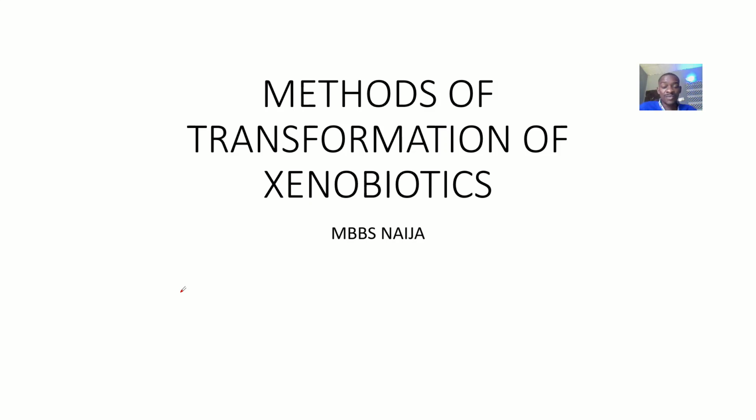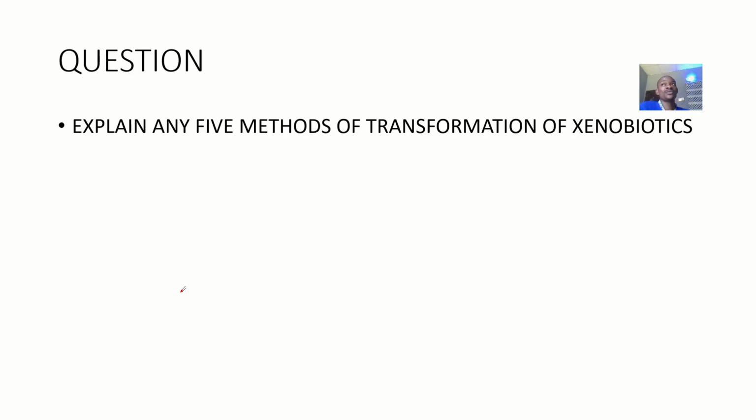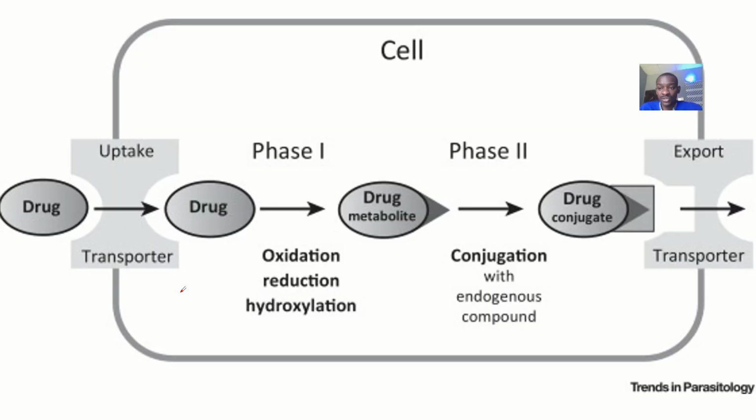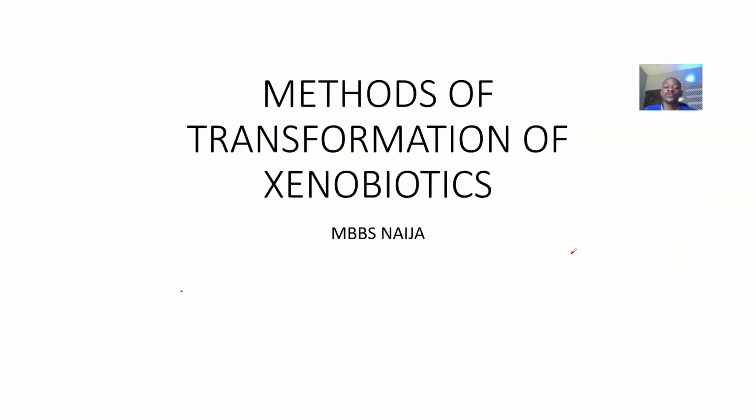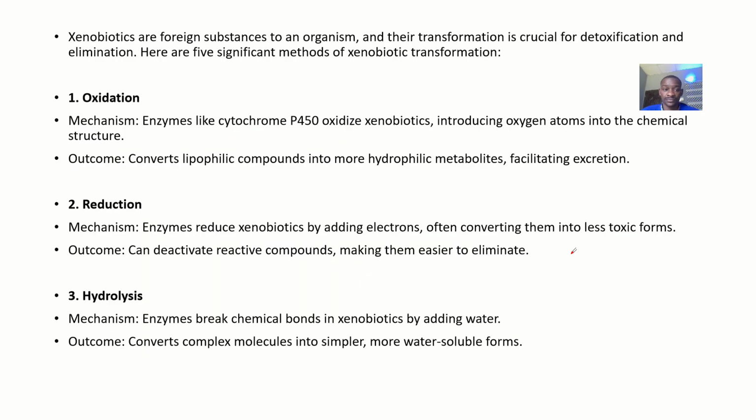Let's quickly talk about the methods of transformation of xenobiotics. Now, for the methods of transformation of xenobiotics, it's quite different. The same thing, but quite different. When I talk about phases of metabolism of xenobiotics, you're talking about phase one and phase two. But if they say methods, you now start talking about the individual steps: oxidation, reduction, hydroxylation, conjugation. Do you understand? All right. So let's talk about the methods now.